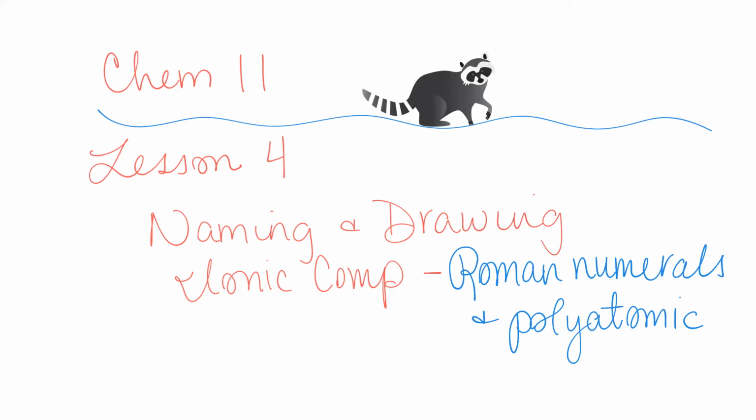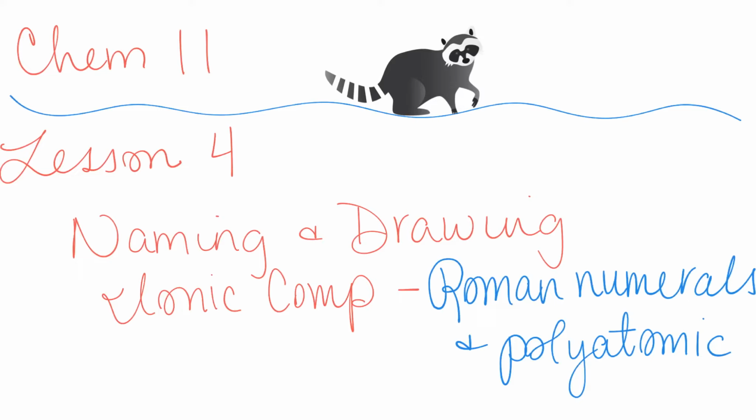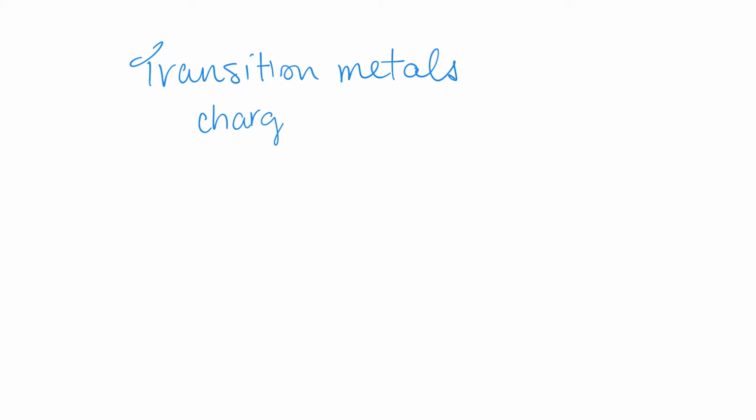Okay, so we are going to up our game today with naming and drawing polyatomic ions. What we're going to really look at today are the transition metals. Transition metals are going to need something special with them, and we are going to show their charge with Roman numerals.